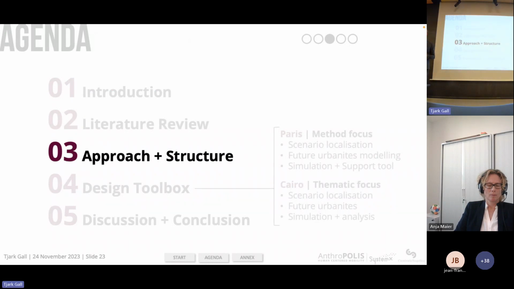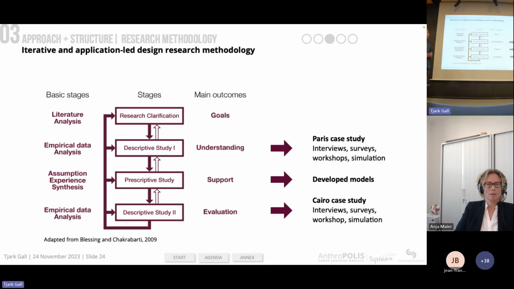This brings me to the third part, a very short one, just to outline the approach and the structure. We are building on design research methodology, a simplified visualization, where you have research clarification, descriptive study 1, descriptive study 2, with different objectives. It's not a singular turn, but an iterative step which always goes back and forth. And the objective, more or less, is to understand what the motivation is, understand it, support it, and evaluate it. Even if it's not the case for every detail, in general, we have the first case study of Paris, which was the descriptive study 1. Then we had different models and support tools which were developed.